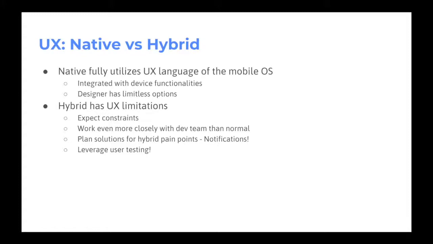Hybrid, on the other hand, has a lot of limitations. When designing hybrid apps, you have to expect a lot of constraints, and it's important to work super closely with the dev team, more so than normal, so you can prepare for those blockers. You have to plan a lot of solutions for hybrid pain points. Like I said, notifications, that's something that hybrid apps can't really do, so finding a different way to notify your audience and your user is really important. Leverage user testing. That's always a big thing with UX, but even more heavily so on hybrid.